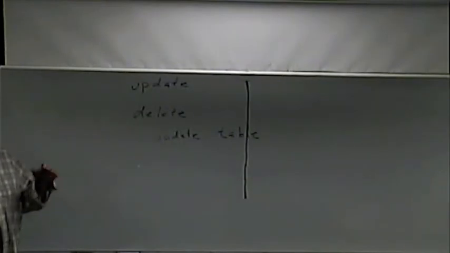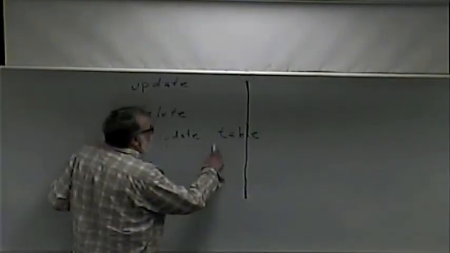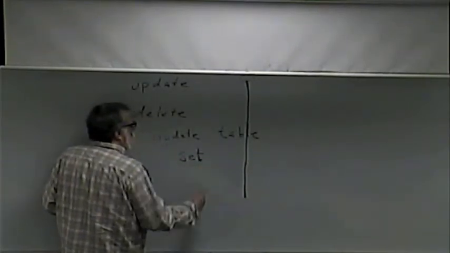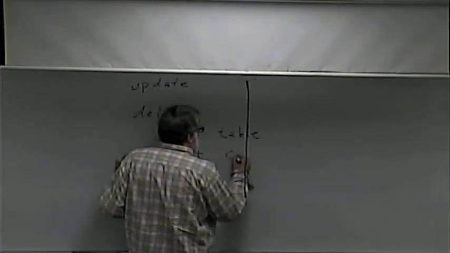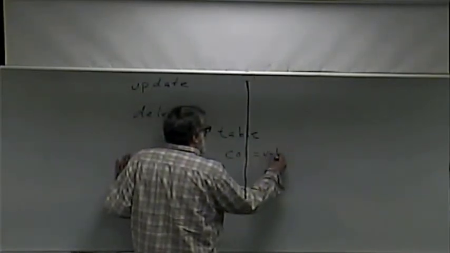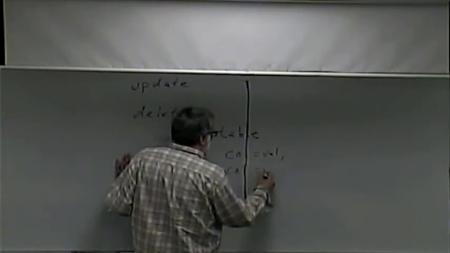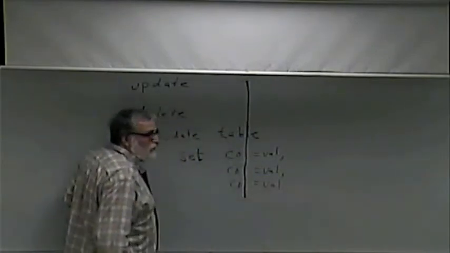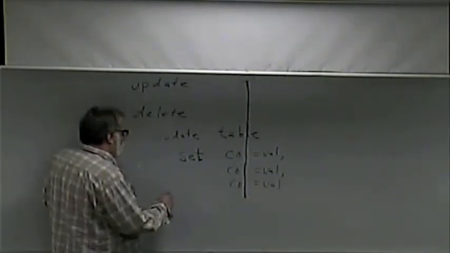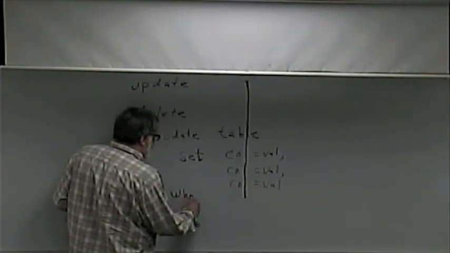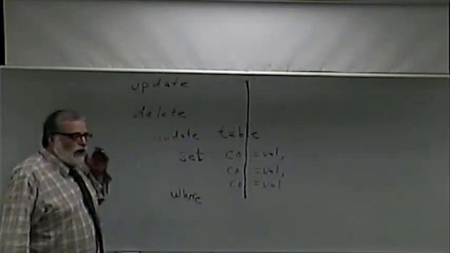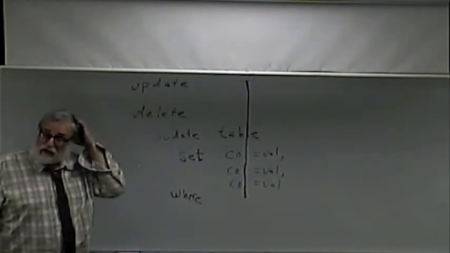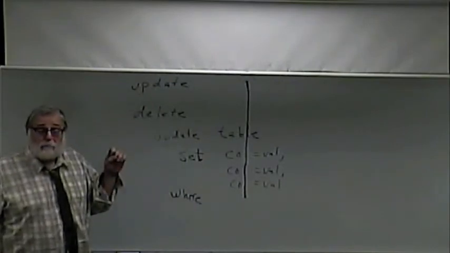Update, the name of the table. The word set. Column equals value. Column equals value. Column equals value for as many columns as you have. And then we're probably going to have a where clause on it. And for the code that we are writing, it will probably include the primary key. Now, it doesn't have to, but it probably will for the kinds of updates that we are doing.